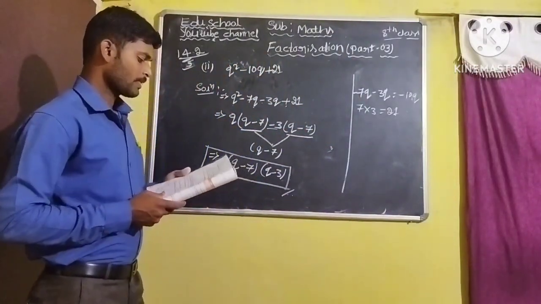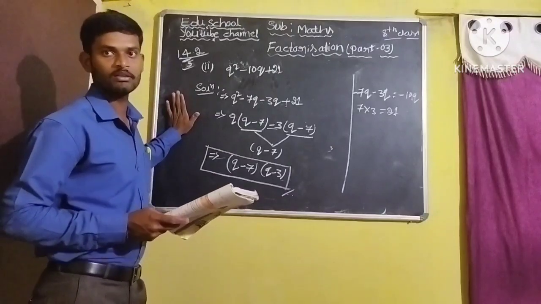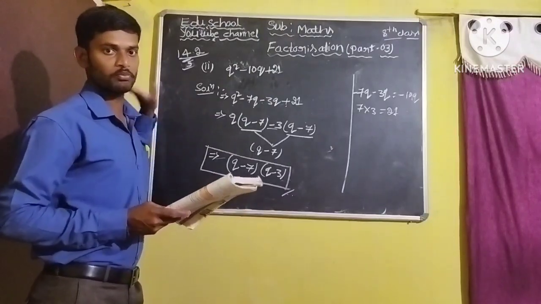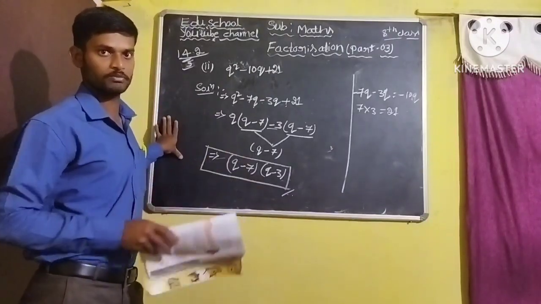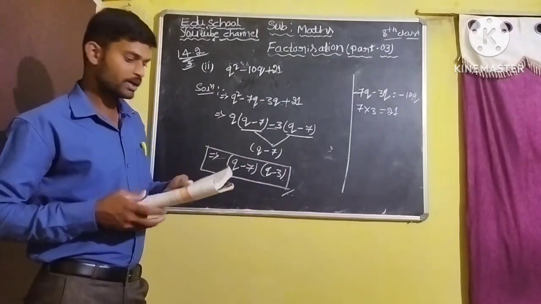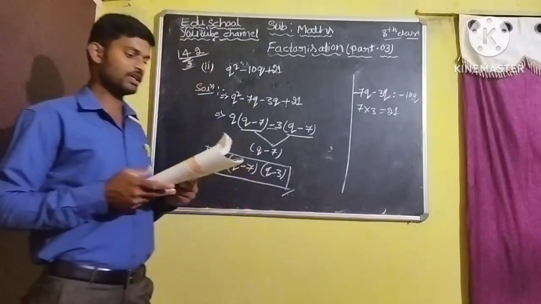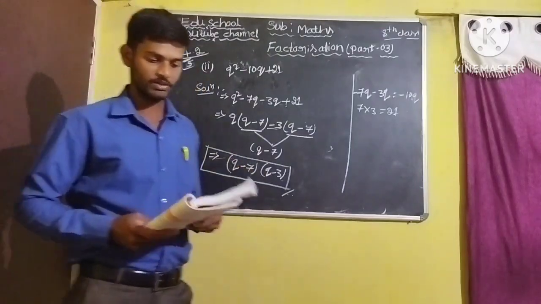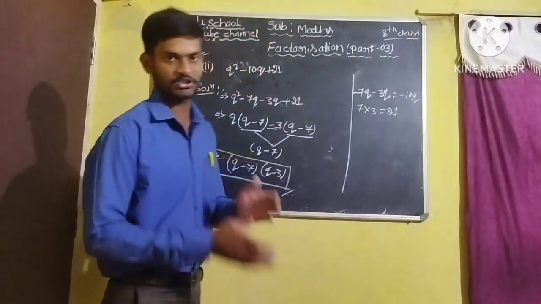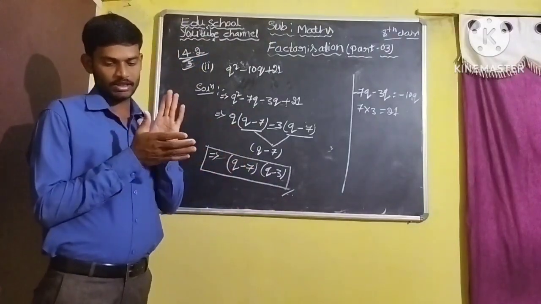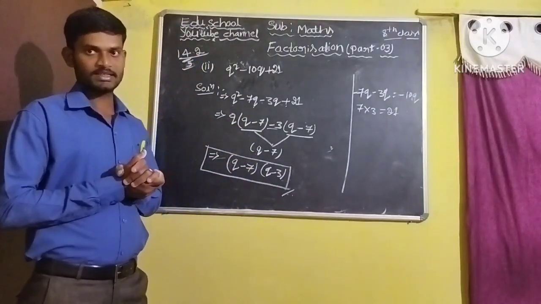So dear students, in this fifth main exercise, there are 3 problems given. I showed the 2 problem solutions, the remaining 1 problem you should work on. If you did not understand, comment in the comment box. So in the next class we can start the division of algebraic expressions. In the next class we can continue the next exercise.